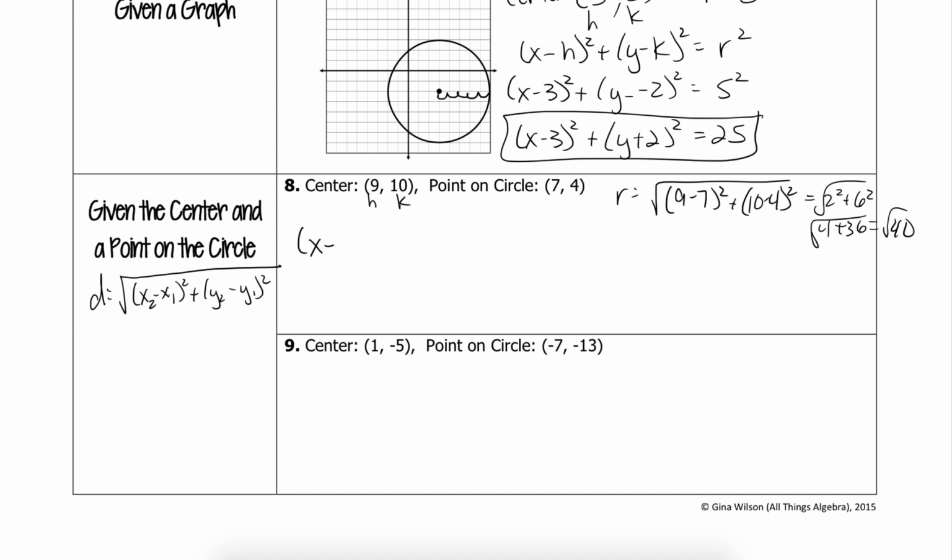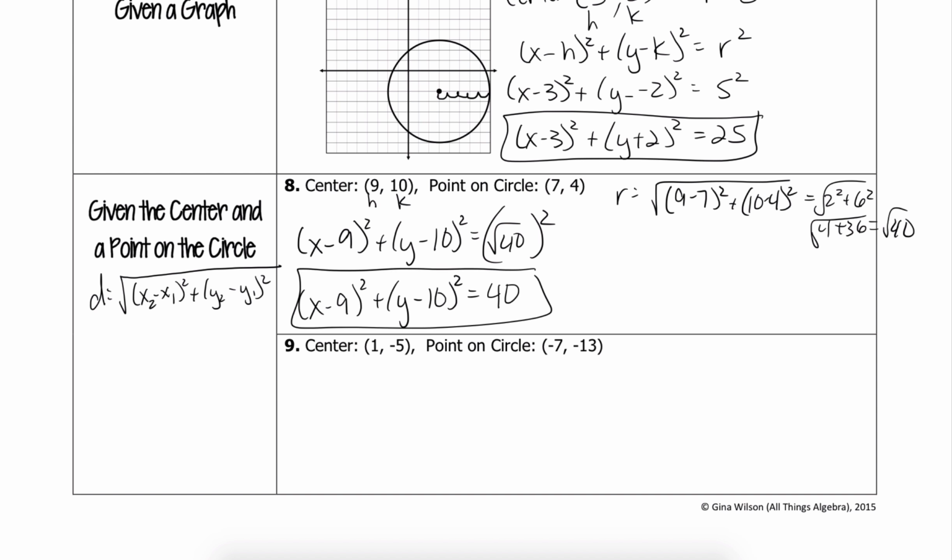X minus h, the h here is 9. Y minus k, the k here is 10. And then I'm going to have that square root of 40, and I'm going to square it, equals r squared. So that left-hand side was already simplified. But the square root of 40 squared, the square root and the square, they undo each other and just leave 40.